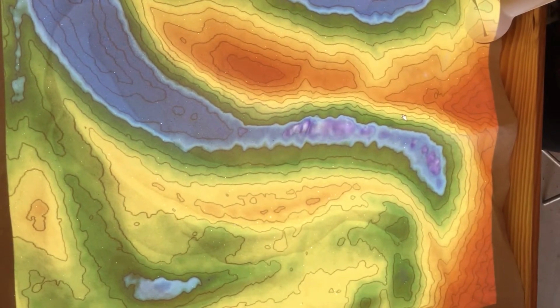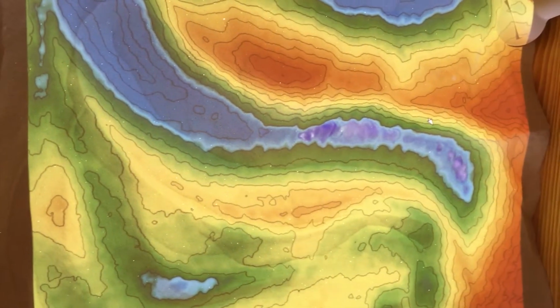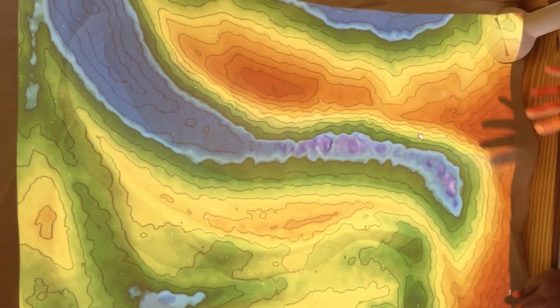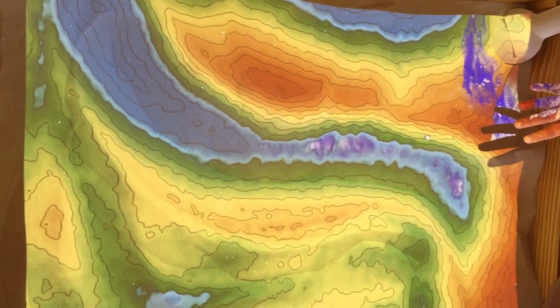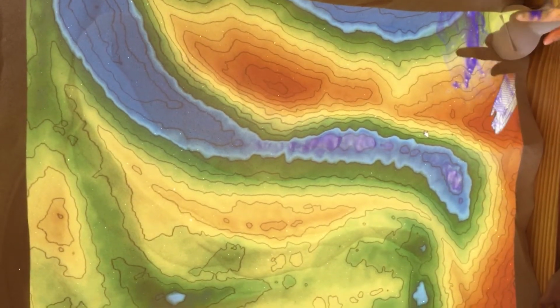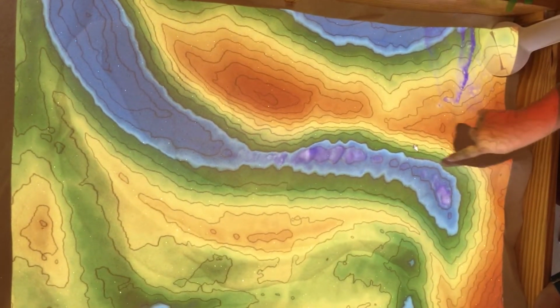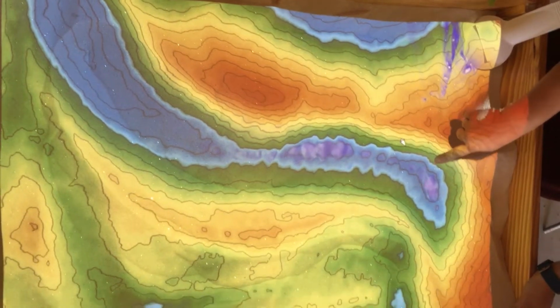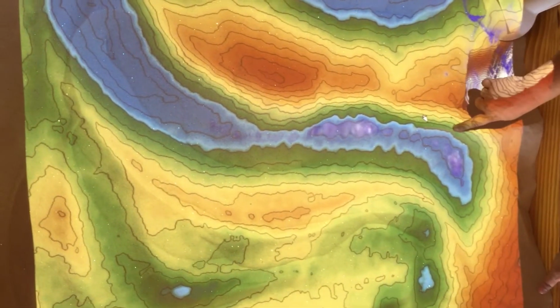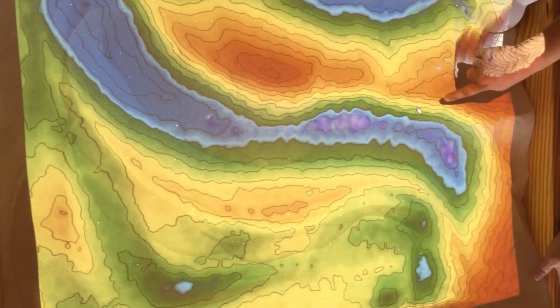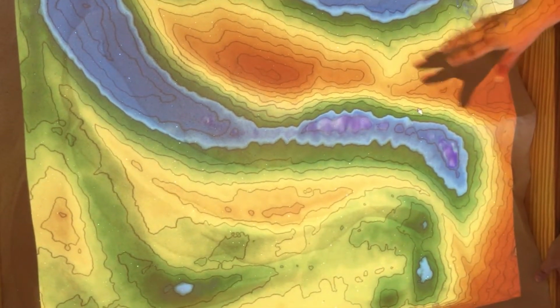So if the lines are really, really close together, that means that you're going up really quickly. And usually the contours are in increments of 100, so they'll have little numbers next to them. One will say 100, and then over here it'll say something else. So that would be 100, that'd be 200, that'd be 300, going up.